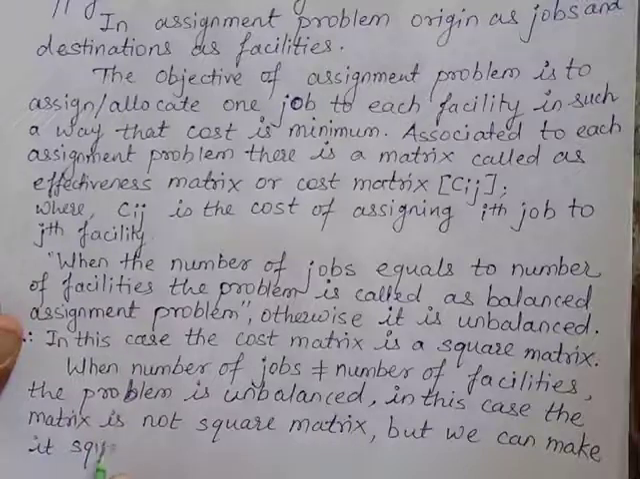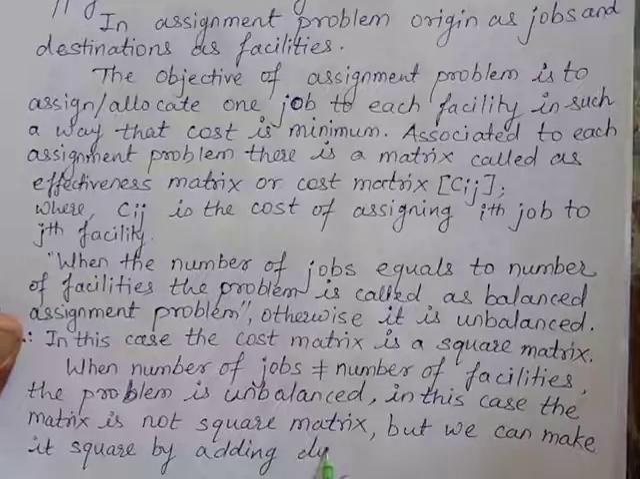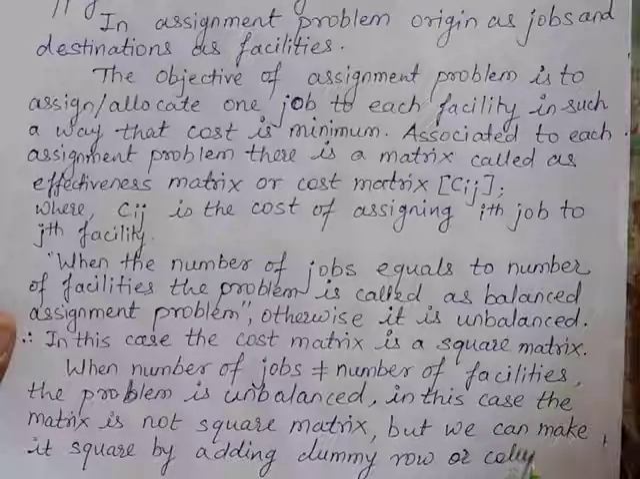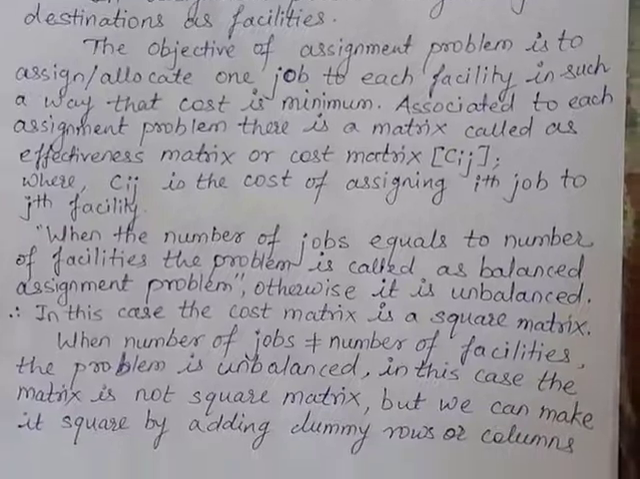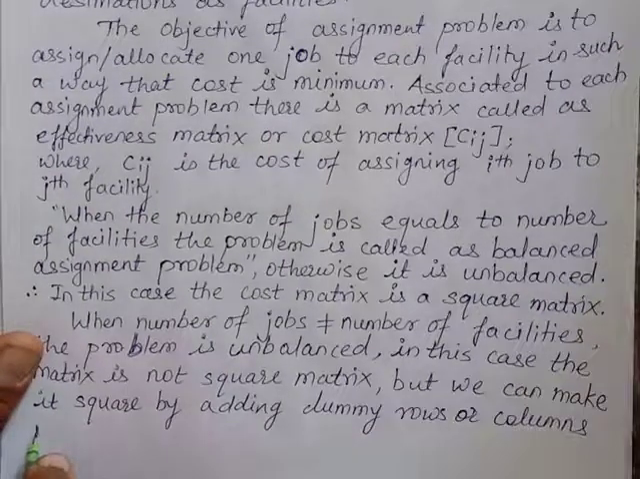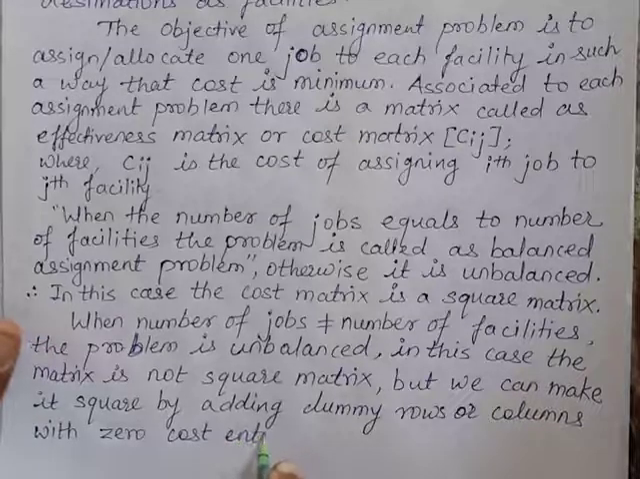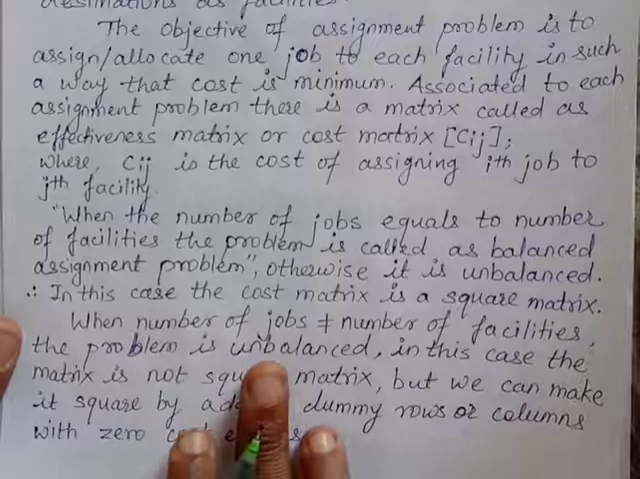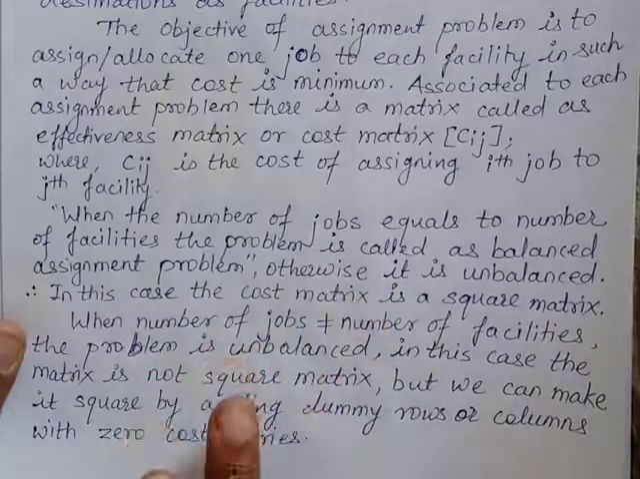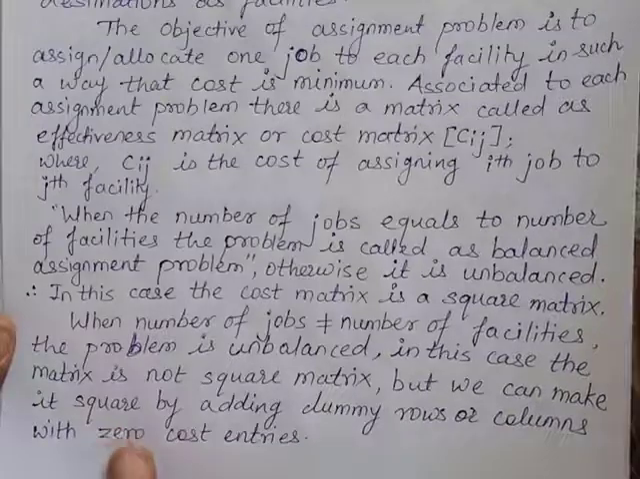But we can make it square by adding dummy rows or columns, and it may be more than one, not necessarily a single one, with zero cost entries. Just like in a transportation problem, if it is unbalanced, the cost matrix should be made a square matrix, then it will be balanced. If it is not square, it will be unbalanced. If it is unbalanced, we should make it a square matrix by adding either a dummy row or a column with zero cost entries.